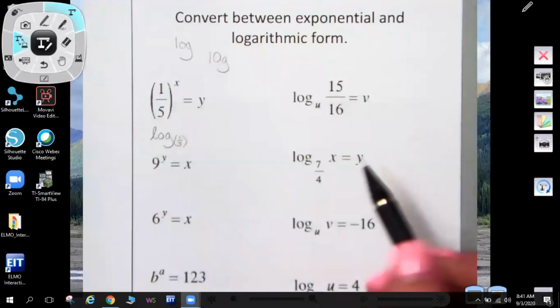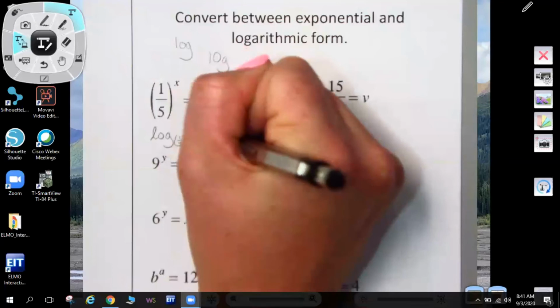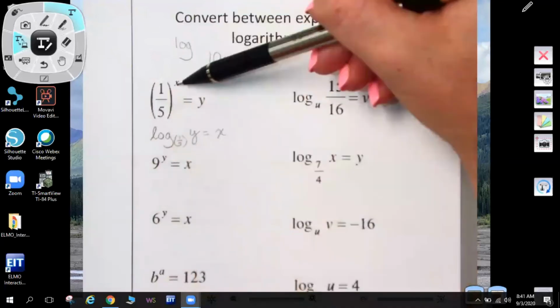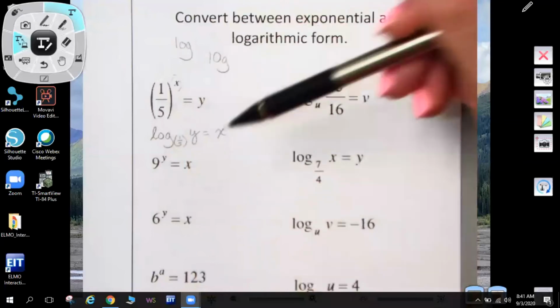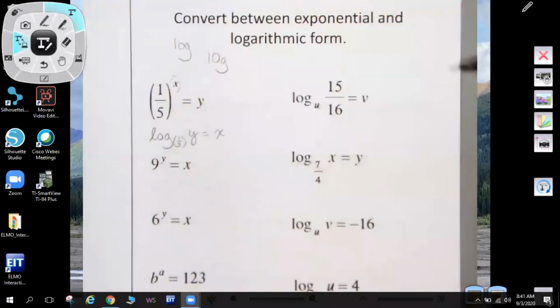Okay, the next thing we're going to write is y. And then remember, the answer to a logarithm is an exponent. So whatever is in the exponent in an exponential equation becomes our answer to the logarithm. So it gets written on the other side of the equal sign.